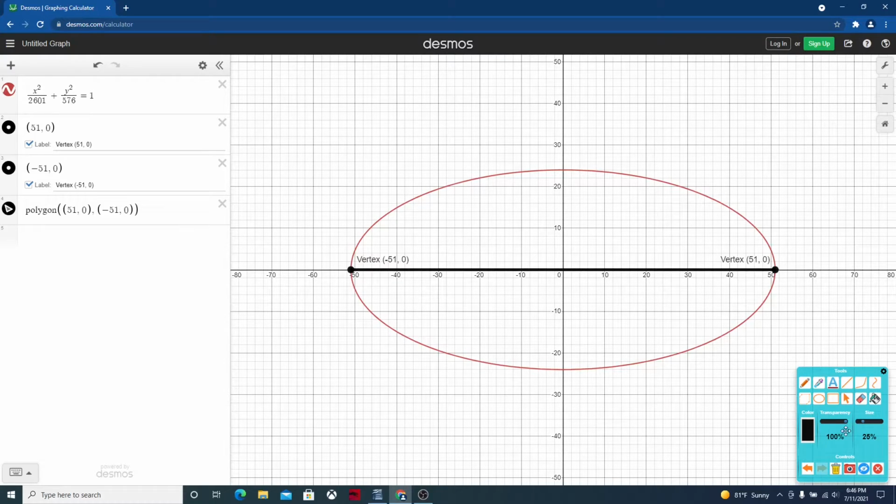So let's draw a major axis on here. We're going to draw an arrow, and the arrow is going to point at that major axis. And then we are going to label that as the major axis.